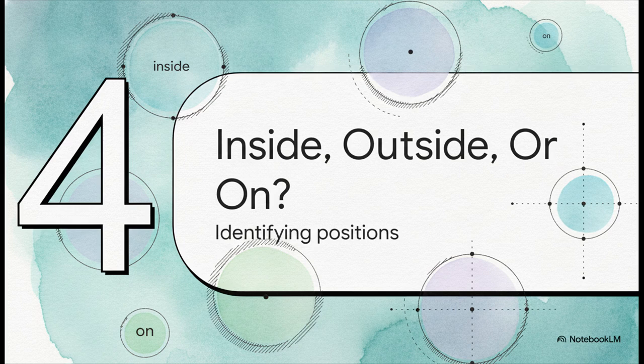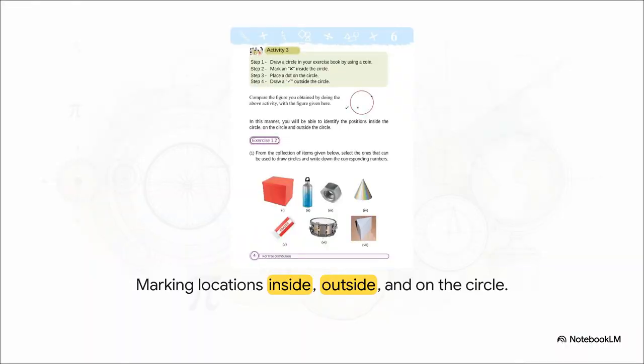Section 4. Inside, outside, or on. Identifying positions. So now that we know the anatomy of a circle, including its boundary and its true center, let's clearly define the space in and around it. Grab a mental pencil for a second. Picture drawing a circle. Now, mark a big X clearly inside the boundary. Next, put a solid dot right on the curved line itself. Finally, draw a check mark completely outside the boundary.